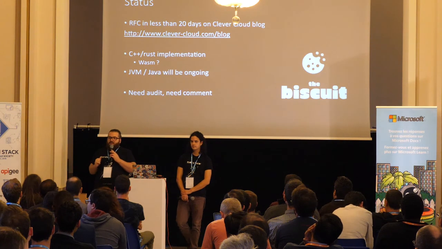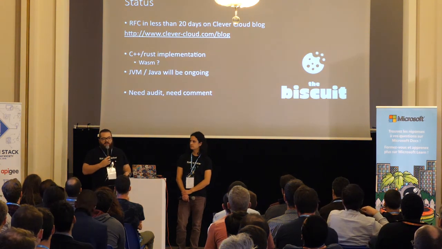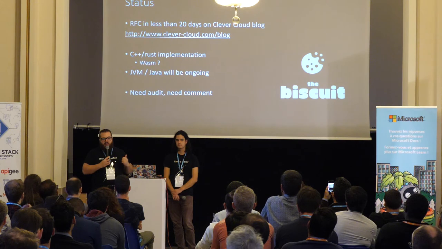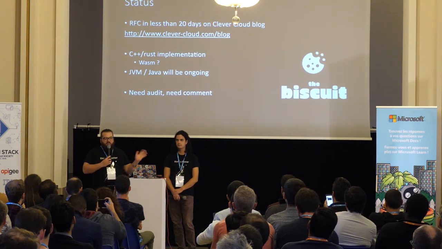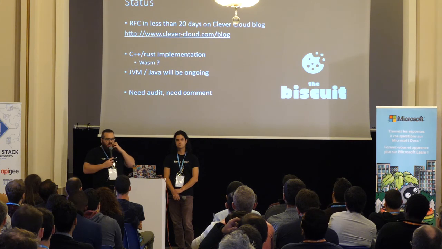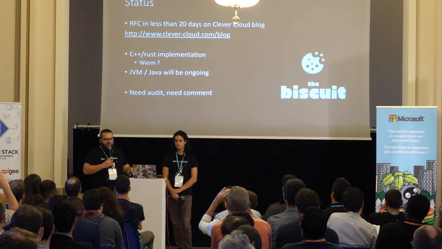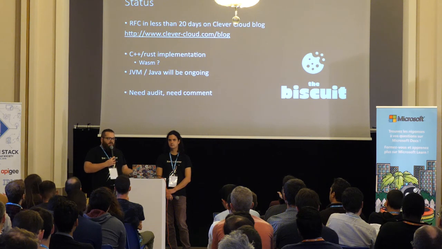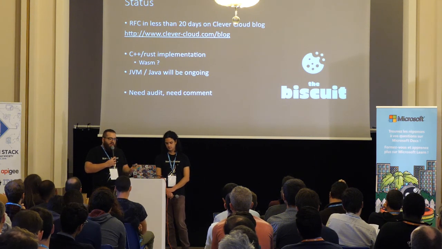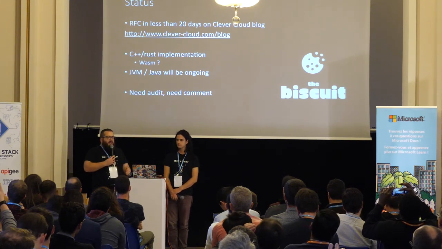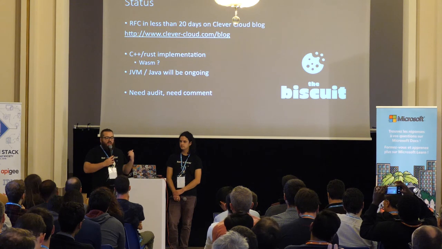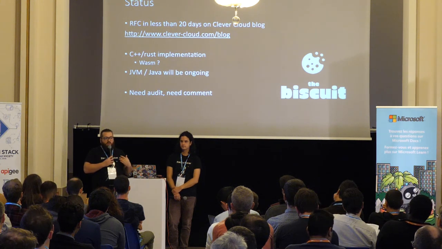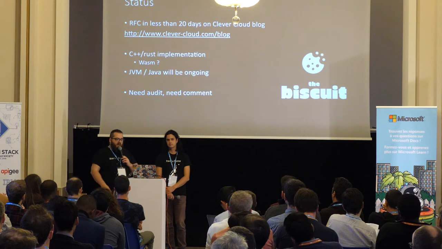So what is the status of Biscuit? The RFC is currently in review inside Clever Cloud, and we will publish it on the blog before the end of the month. It's nearly ready. We have a Rust implementation of the stuff, which we are messing around with. It will be available in Wasm at some point, and for internal purposes, we will use it on the TVM. So we will be working on that. We need comments, and we need an audit of the stuff. It will be on our blog and on GitHub. So we need people who actually use it and find flaws.